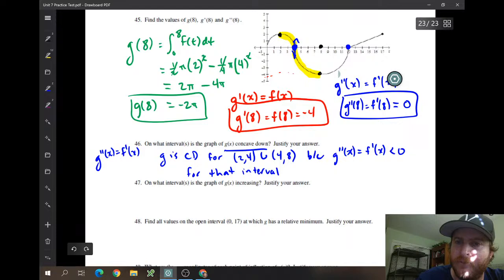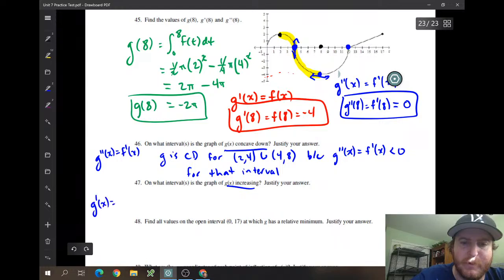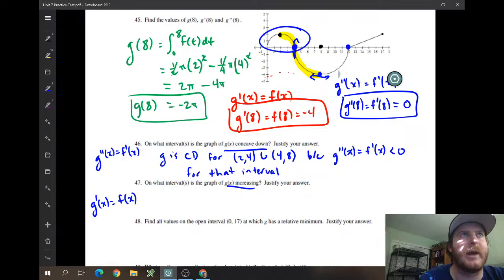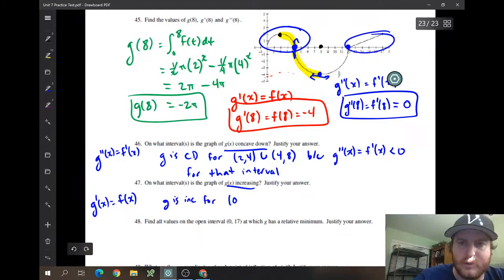Okay. On what interval is g of x increasing? So g of x increasing would be g prime of x. So we want g prime of x to be positive. Well, g prime of x is equal to f of x. That's just the y value. So we want the y value to be positive. Where is the y value positive? Between 0 and 4, and between 12 and 17. So g is increasing for 0 to 4, union 12 to 17, because g prime of x equals f of x is greater than 0.